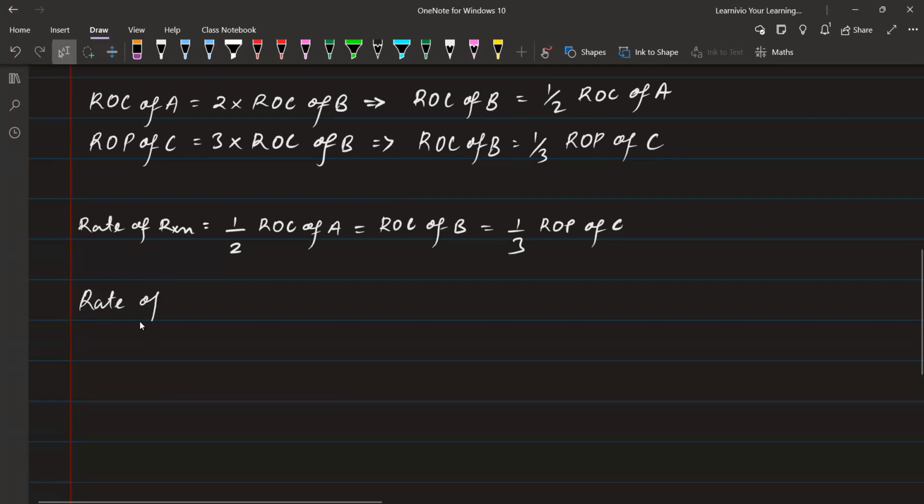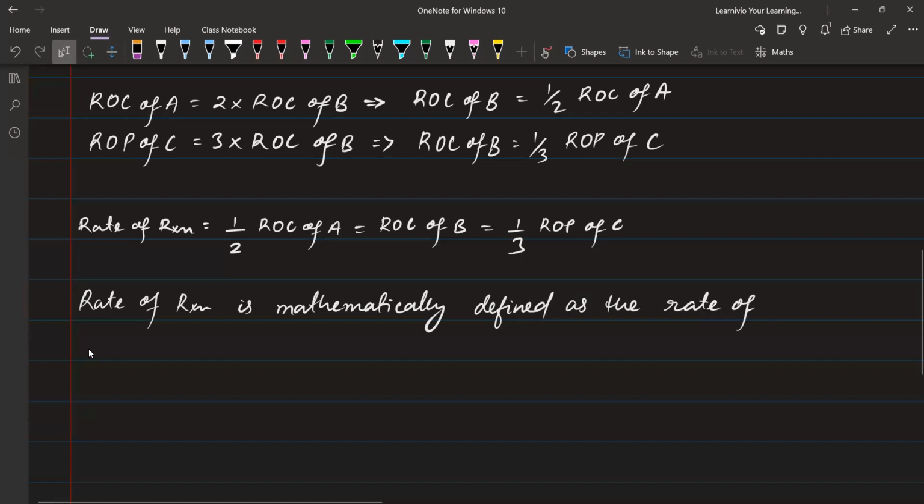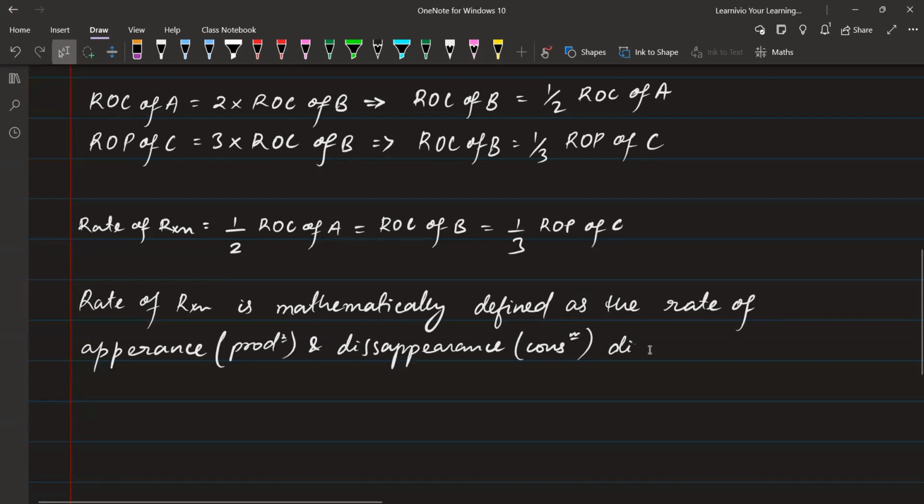Please don't write yet. The rate of reaction is mathematically defined as the rate of appearance, that is production, and disappearance, that is consumption, divided by their stoichiometric coefficient. Divided by their stoichiometric coefficient.